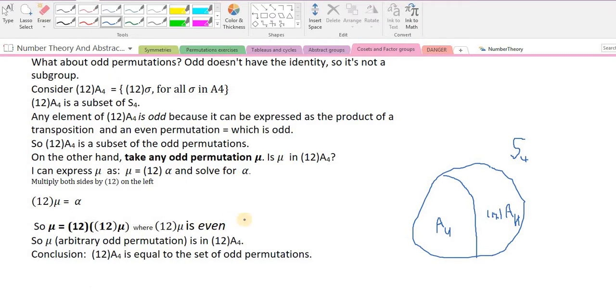So that's the conclusion. A4 has 2 left cosets, itself and (1 2) A4.